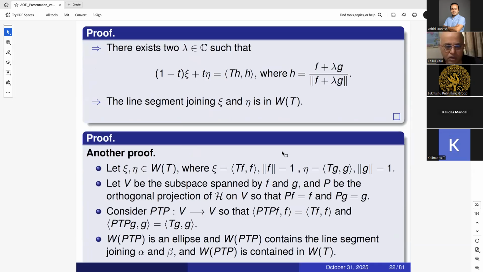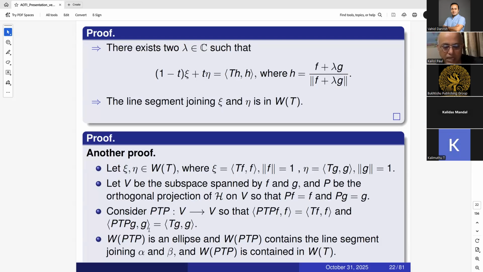And there is another proof which uses the projection theorem. If you look at two elements xi and eta as before, then you look at the subspace spanned by f and g. As I said, we are focusing on those two elements f and g. Let P be the orthogonal projection of H onto this subspace B, so that Pf equal to f and Pg equal to g. Now you look at this PTP operator. PTP is an operator from a two-dimensional space to a two-dimensional space. So its numerical range will again be convex, as we have proved; for a two-dimensional operator it is actually an ellipse. So W of PTP is an ellipse.